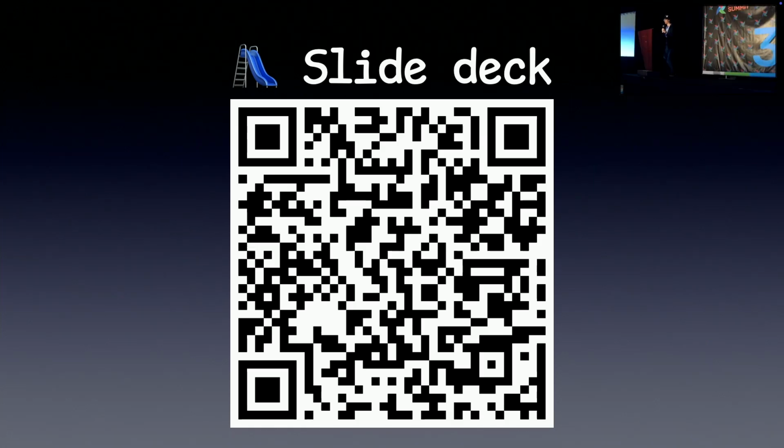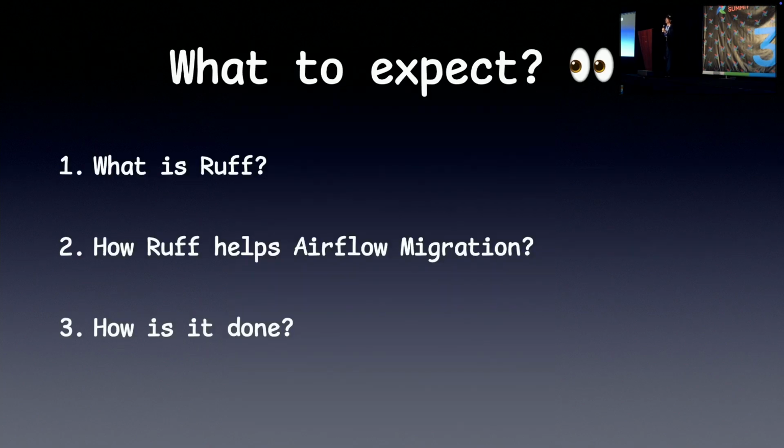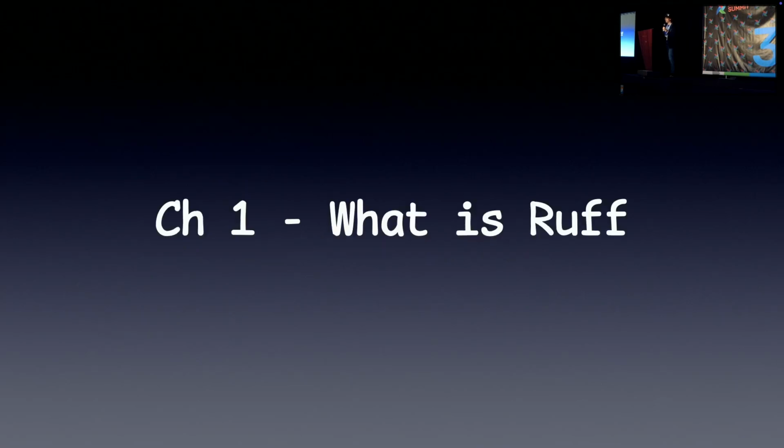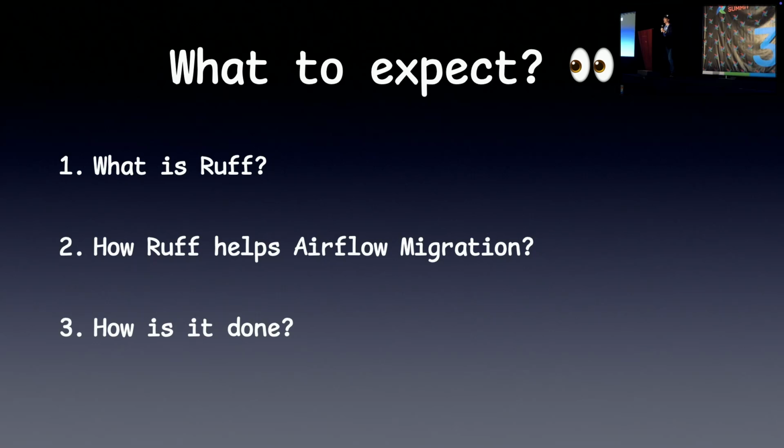So let's keep going. What to expect? First, I'll talk about Ruff, the linter and formatter, and what it is really quick so we can make sure everyone's on the same page. The second thing, I'll talk about how we can use Ruff to do Airflow migration. The third thing, how this is done. We'll go through some of the Ruff source code to see how we implemented all these rules.